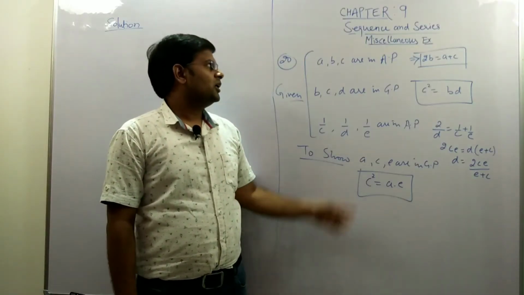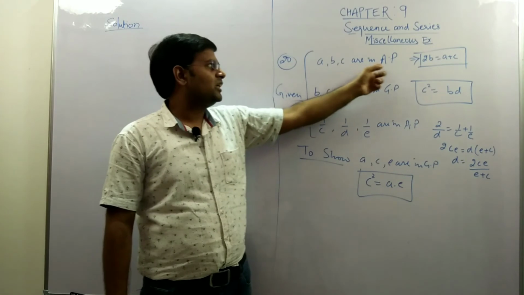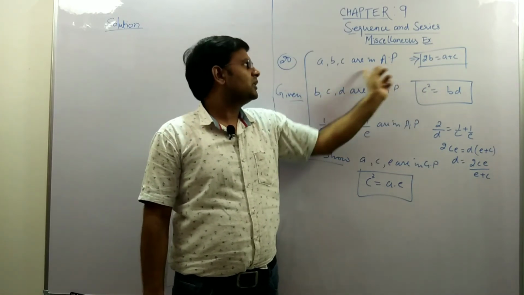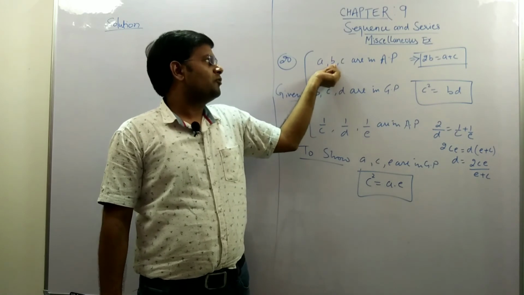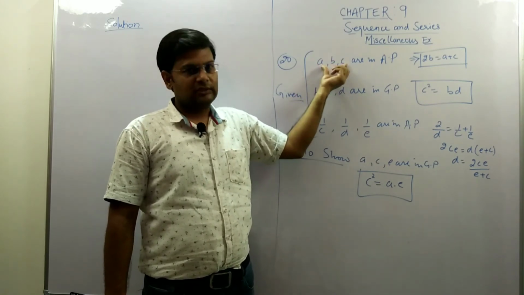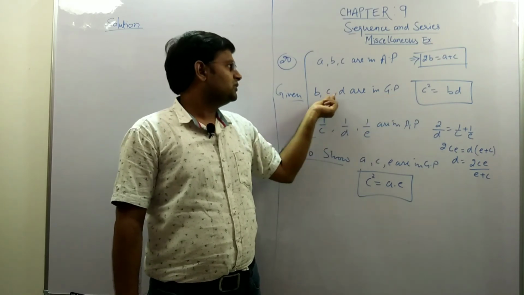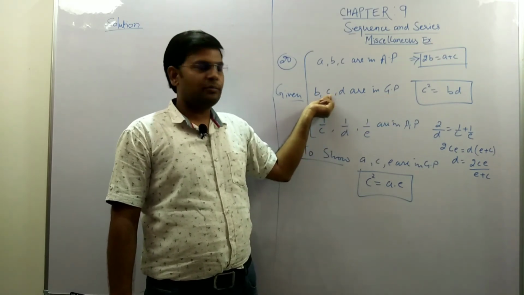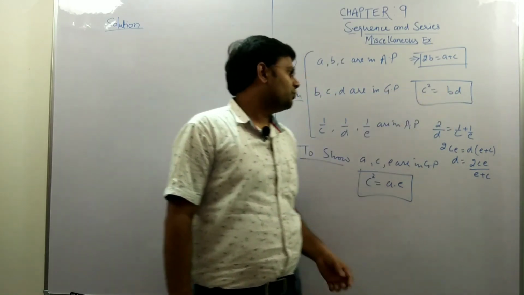Okay, now you see there are three informations given. First information is a, b, c are in AP. It means that b is the arithmetic mean. So twice of b will be equal to a plus c. Second information is that b, c, d are in GP, means c is the geometric mean. So c square will be equal to bd.